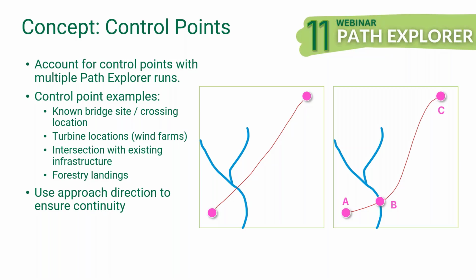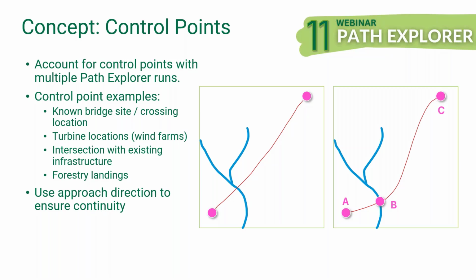So some control point examples: if you've got a bridge site or a crossing location, or perhaps you're doing a wind farm, preliminary wind farm design. Obviously, those turbine locations are control points that we need to get to. With this, what we'd recommend doing is actually breaking it up. So having multiple features and running Path Explorer multiple times.